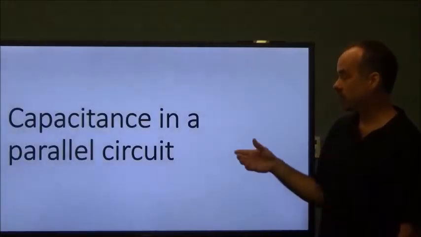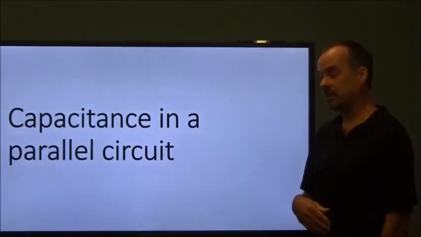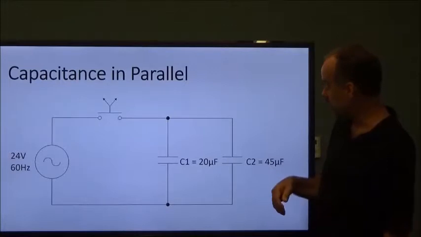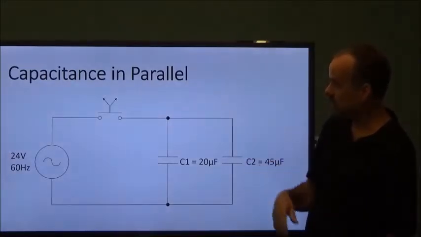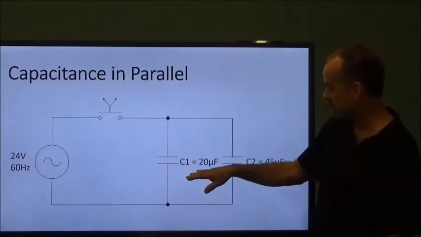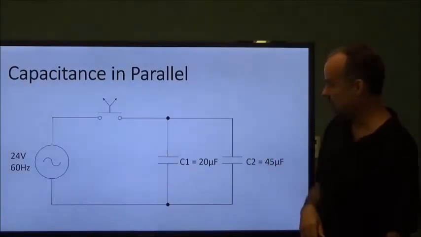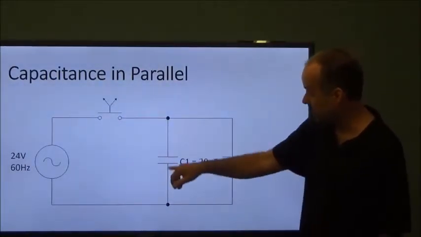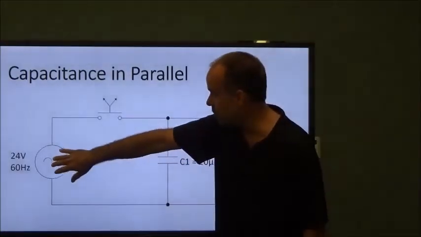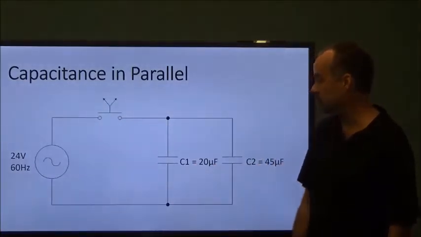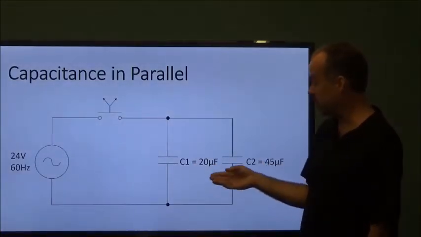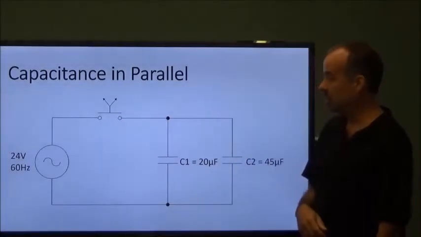So moving forward, we'll look at a capacitive circuit in parallel. So here I've got a parallel circuit with two capacitors. I've got a 20 microfarad capacitor here and a 45 microfarad capacitor here. They're in parallel, and I've got an AC 24 volt supply through my selector switch. And so we just simply want to find out what the total capacitance is in this circuit.